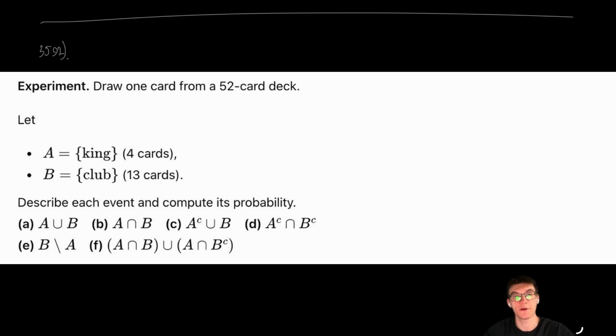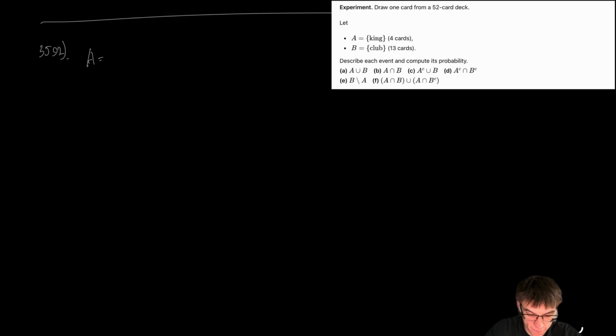The first problem here is that we have a deck of 52 playing cards. Event A is that we are drawing the king, and event B is that we are drawing a club. The key point in this problem is that we are drawing only one card, and this is a very important part. So let's designate the first event A as a king and event B as a club.